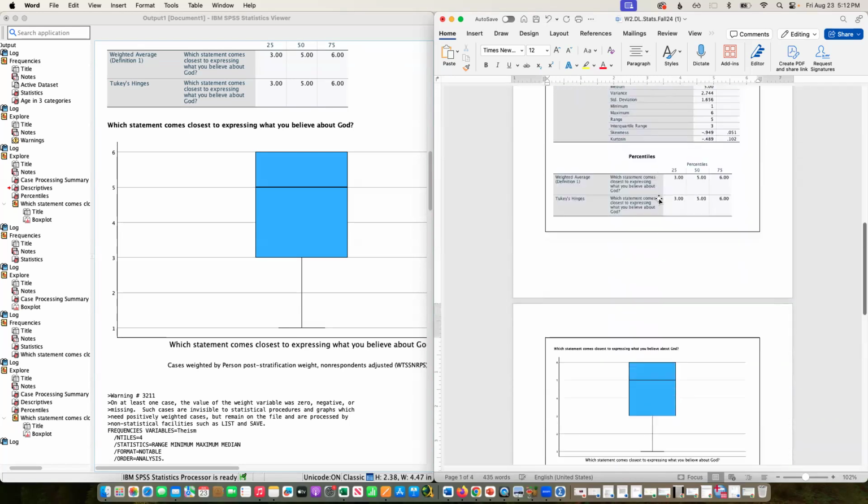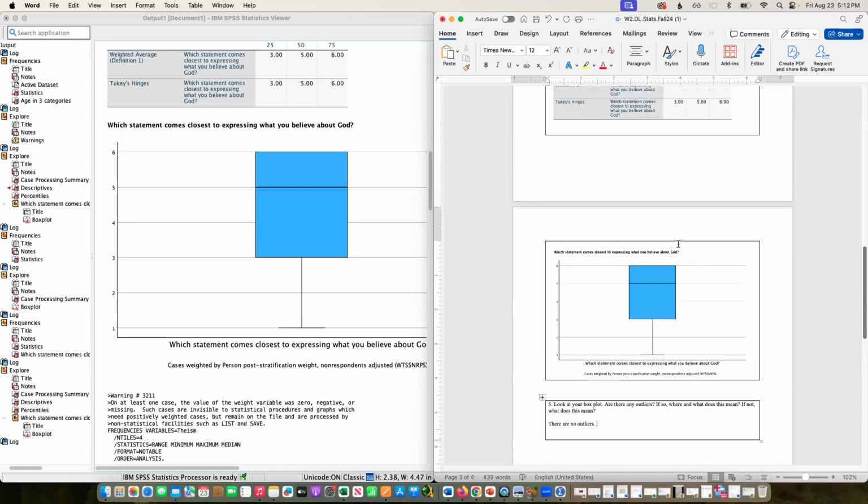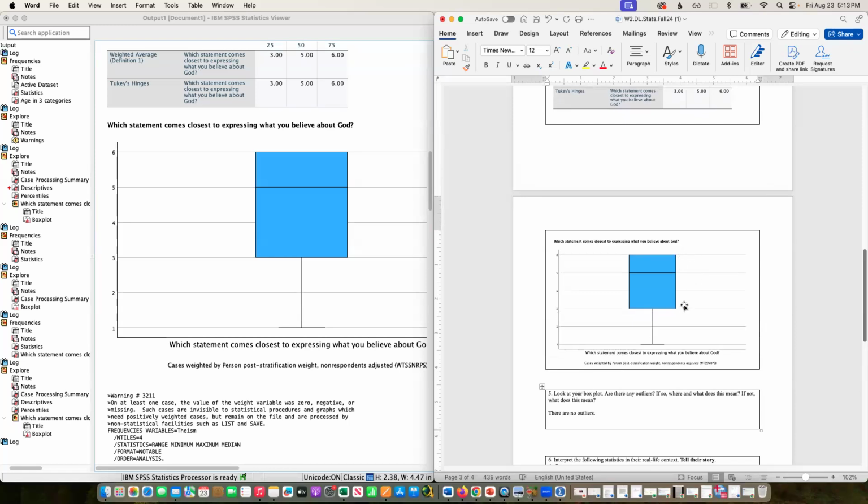So now it says, look at your box plot. Are there any outliers? If so, where and what does this mean? If not, what does this mean? So if there were outliers, there'd be little dots or asterisks here at the top or bottom, and there are not. So there are no outliers. And that means there's no cases that are extremely different than where the rest of the cases are. For a box plot, the way outliers would work is that if this is the middle 50%, it'd have to go beyond that in both ways out from here and from here. And we can see there's none that are that far apart to be extreme values.